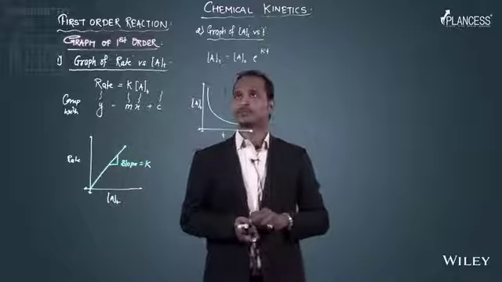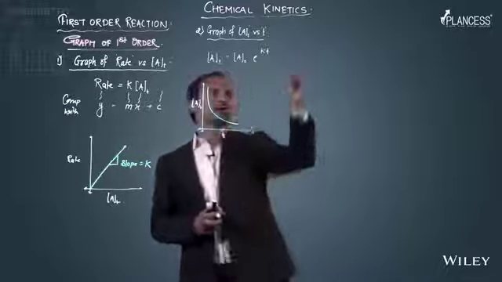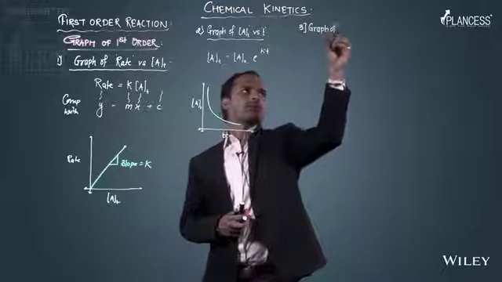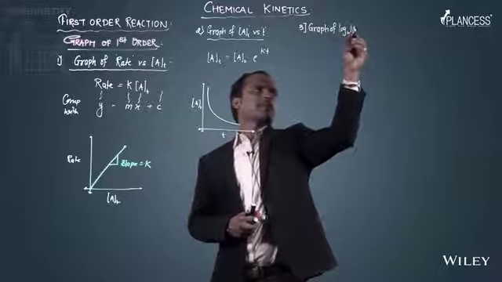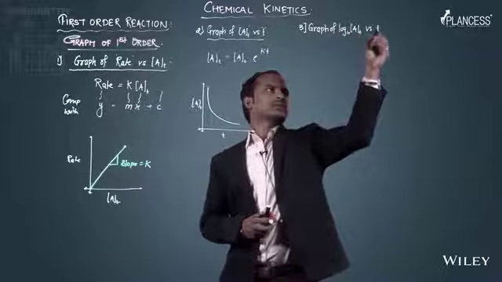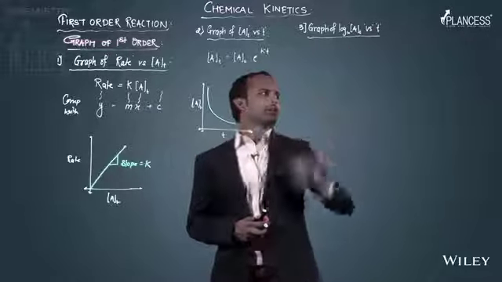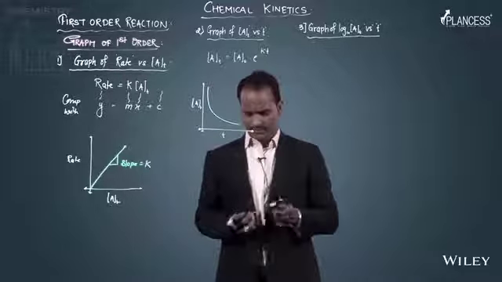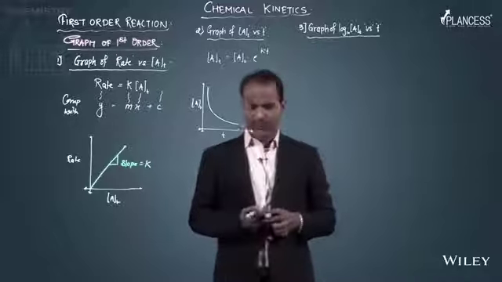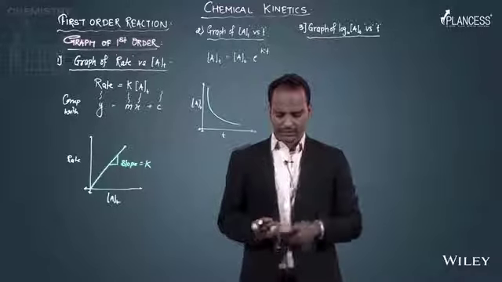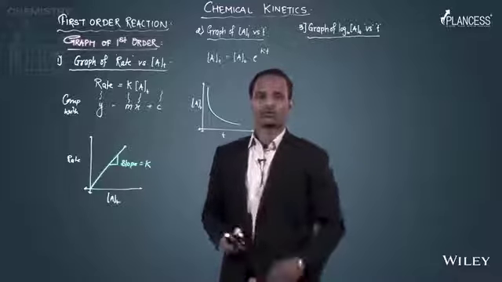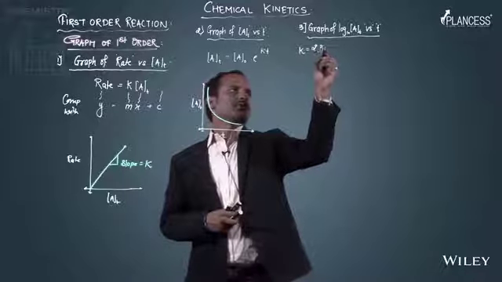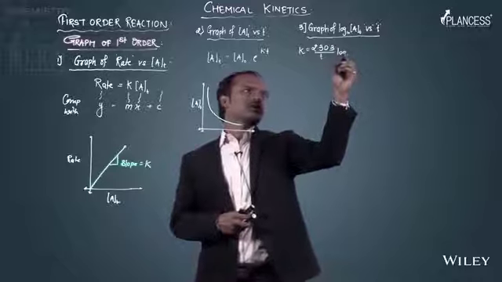Then the third one is a graph of log to the base 10 At versus time. Now we have this equation, or these two are related by a formula of k, that is k is equal to 2.303 upon t log to the base 10 A naught upon At. So we have the formula k is equal to 2.303 upon t log to the base 10 A naught upon At.